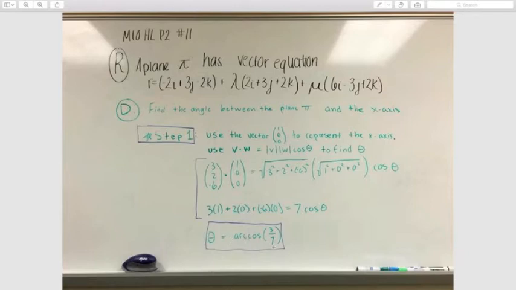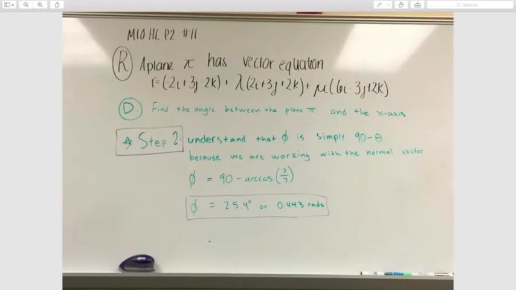But what we need to remember here is that because we used the normal vector to the plane when we were finding theta, that theta is not actually the angle we're looking for. The angle we were looking for we can call phi, and phi is simply 90 degrees minus theta, or pi over 2 radians minus theta, because we were working with the normal vector and we want the angle between the plane and the x-axis, not the normal vector to the plane and the x-axis. So when we subtract arc cosine of 3/7, which is theta, from 90 degrees, we get phi equals 25.4 degrees, or 0.443 radians. And that angle is our answer to step D.